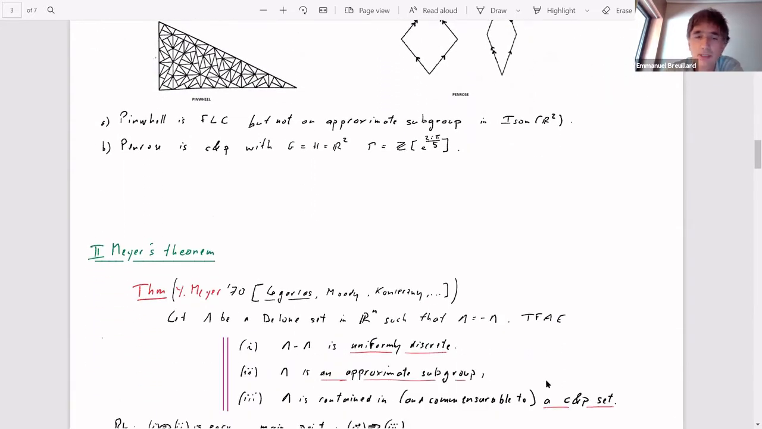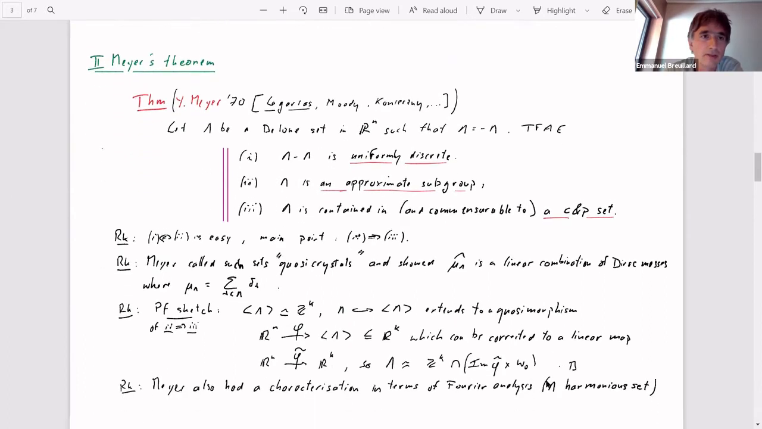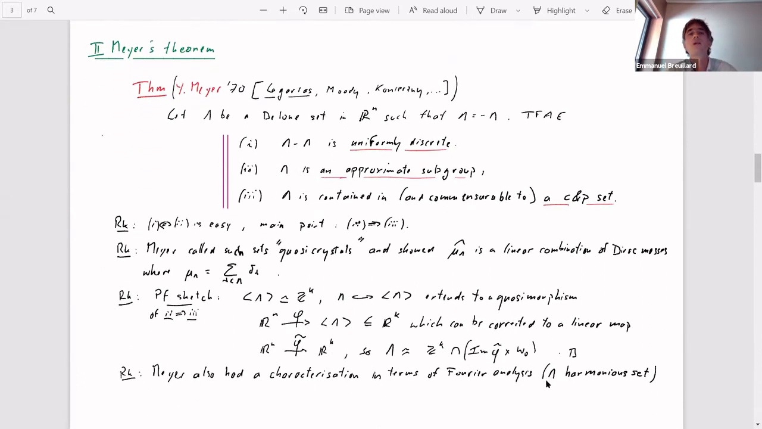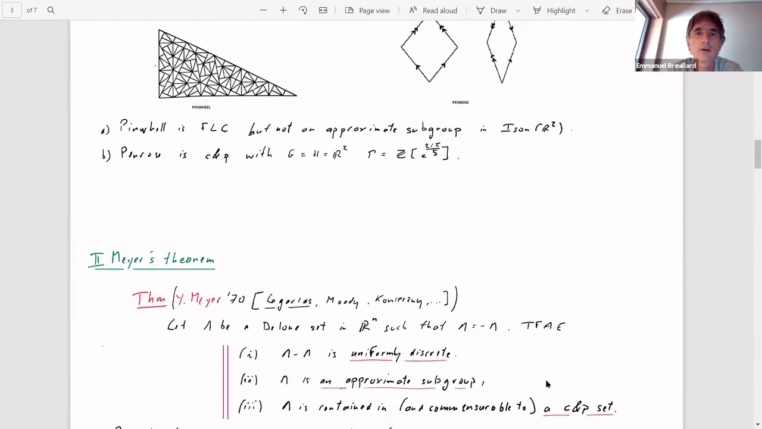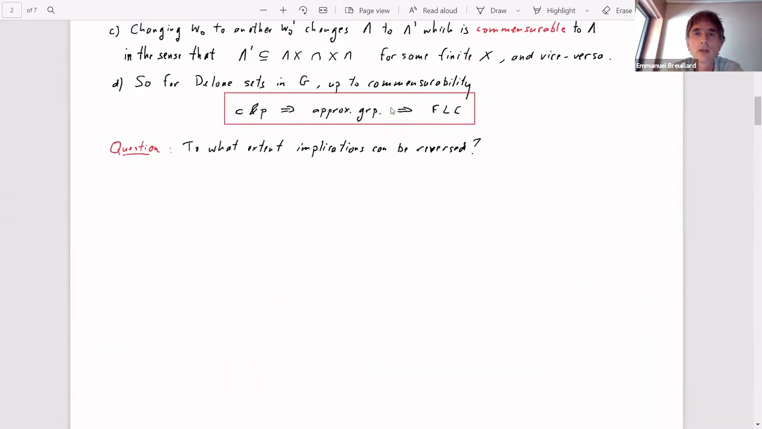So now let me move on to the second part of the talk, where I will discuss a theorem of Yves Meyer from the 1970s, which says something about these implications. So here, let me go back to there. The pinwheel tiling shows that this implication cannot be reversed, and we'll be interested in the talk about this implication here. So can this implication be reversed? And we're going to show that in many cases it can.